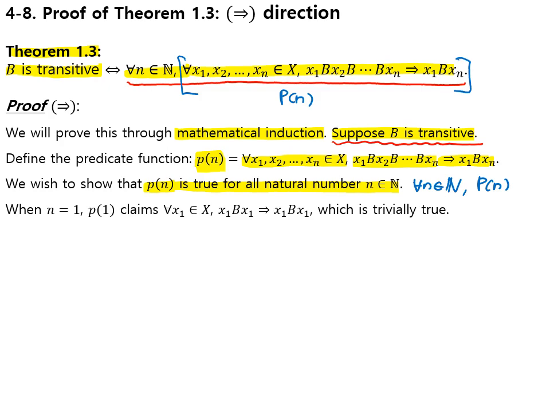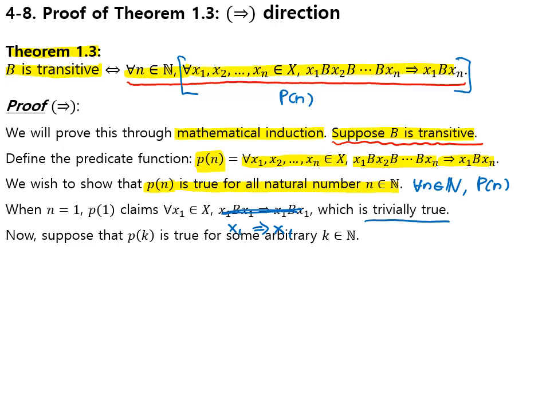Okay? So first, suppose that n equals 1, and P1. P1 basically claims that for every element x1, so this should actually be simply written as x1 implies x1, which is trivially true, right?